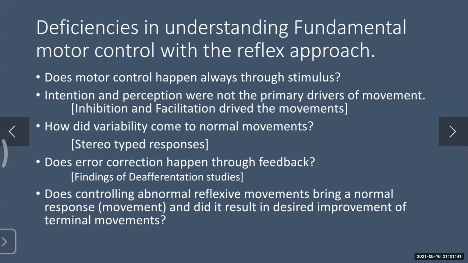And lastly, we also see, does controlling abnormal reflexive movements bring a normal response? And if at all it brings a normal response, in the sense the movements improved a little bit, did it result in desired improvement of terminal movements? Predominantly in the 1980s, there was a lot of discussion and debate going on, especially in the US, with a conference called the New Step Conference. In that, they started questioning what the different approaches are and whether these approaches really help in bringing better improvement to the patients. And they weren't actually bringing it. So that's again a fundamental difficulty in the reflex approach.